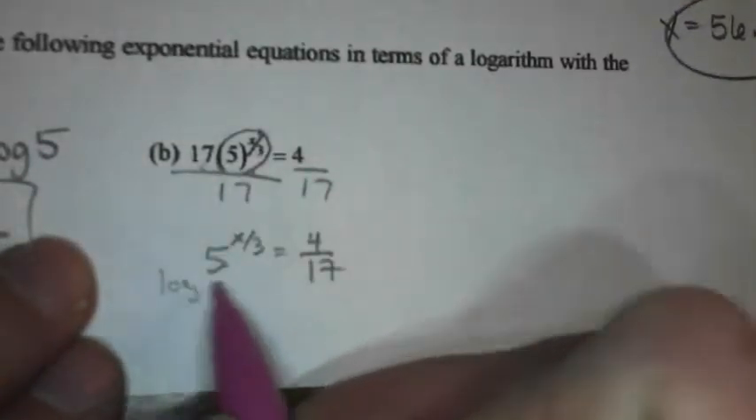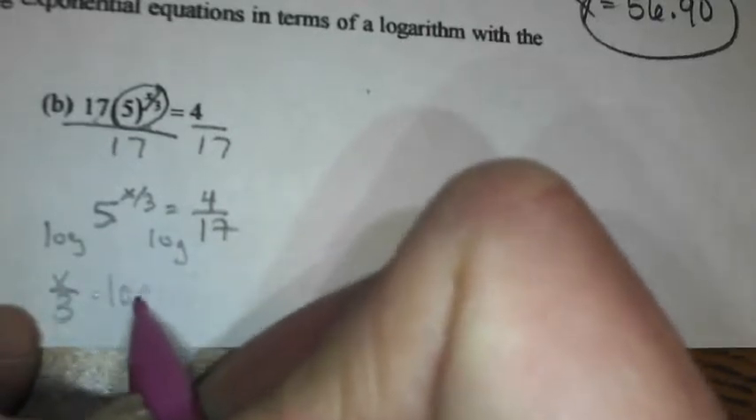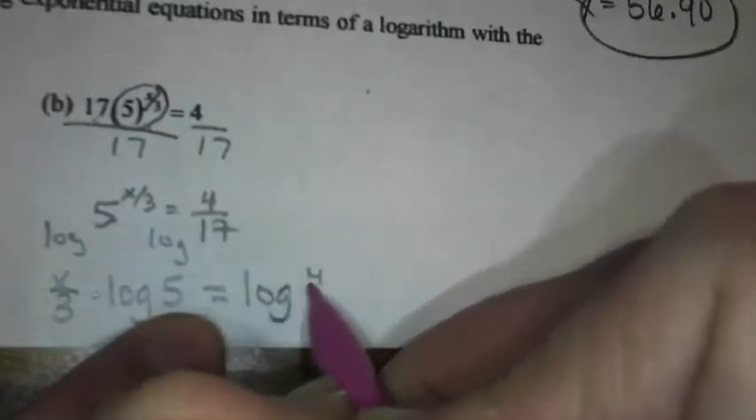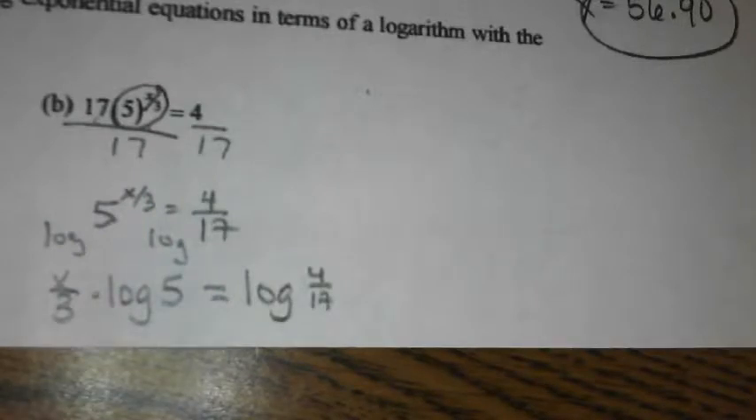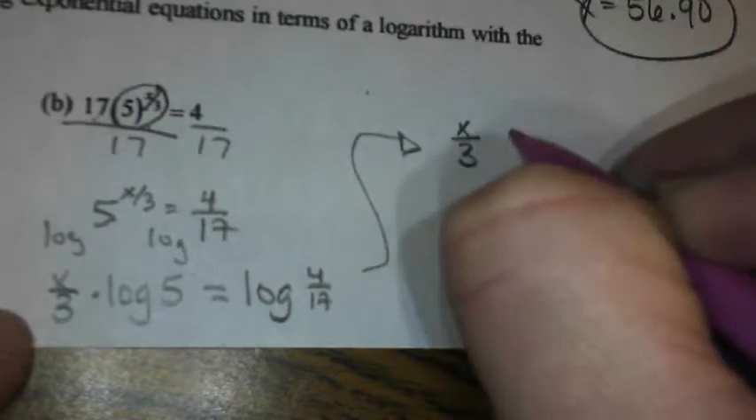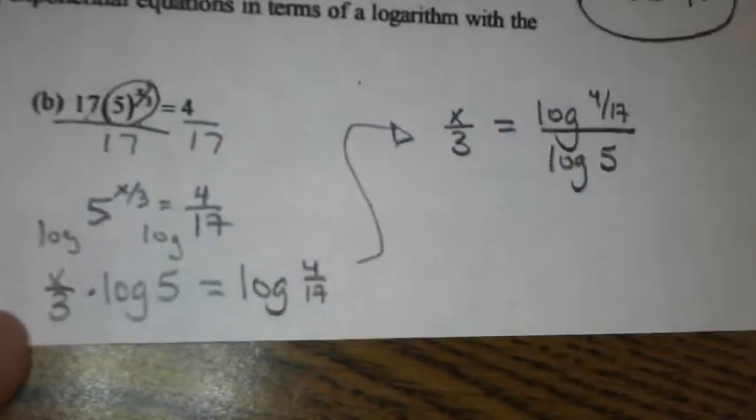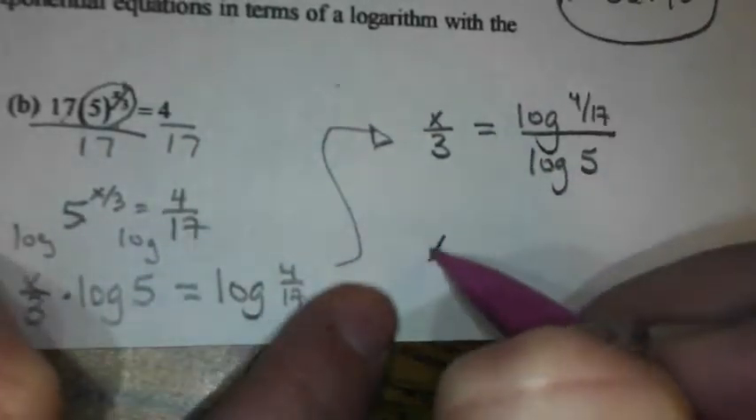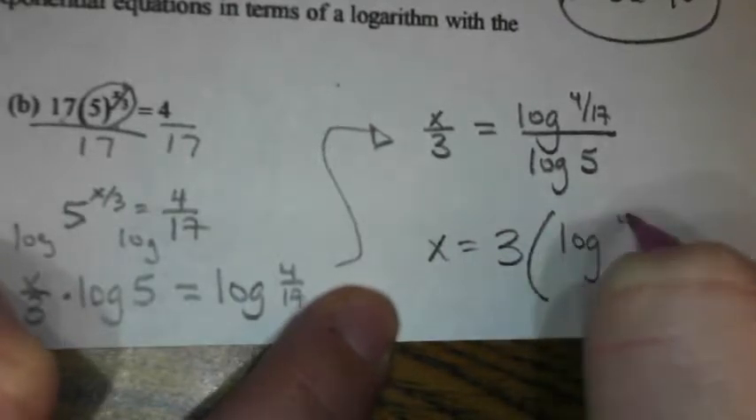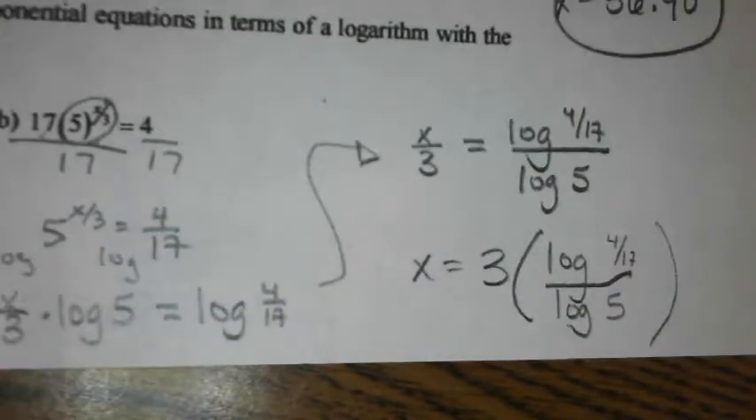Log both sides. Now that that is all by itself, bring your x over 3 out in front of the log 5. What are you going to do first to start solving for x from here? Divide by log 5. So x over 3 will equal the log of 4/17 over the log of 5. And then multiply by 3. So it'll be 3 times that crazy fraction. Any questions?